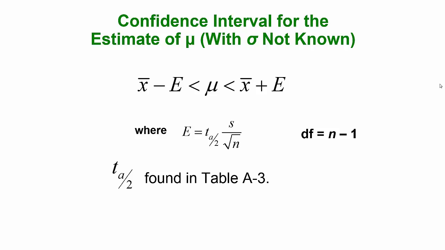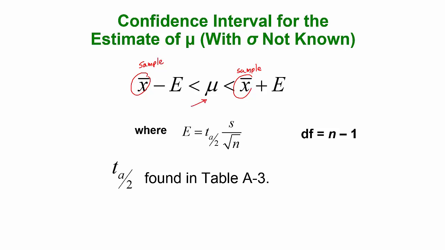This is our confidence interval formula that will help us estimate mu with sigma not known. It's x bar minus E is less than mu is less than x bar plus E. So if we compare this to the p-hat formula that we learned in the previous lesson, it's set up very similarly. The other one was p-hat minus E and then p-hat plus E. So notice we're still setting this up where we have our sample mean, and then we're adding and subtracting the margin of error from it.